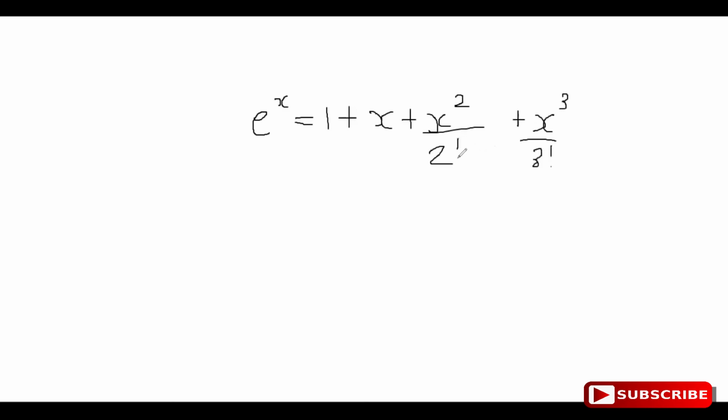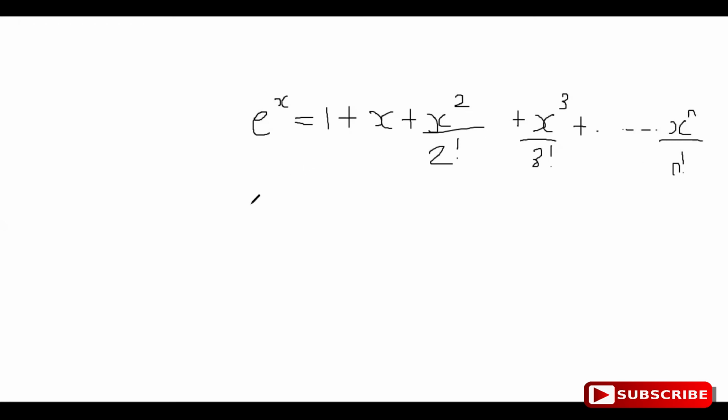So there's a way to find out what e to the x is. E to the x is 1 over 0 factorial plus x over 1 factorial plus all the way up to x to the n over n factorial. That's e to the x using Taylor or Maclaurin series expansion.